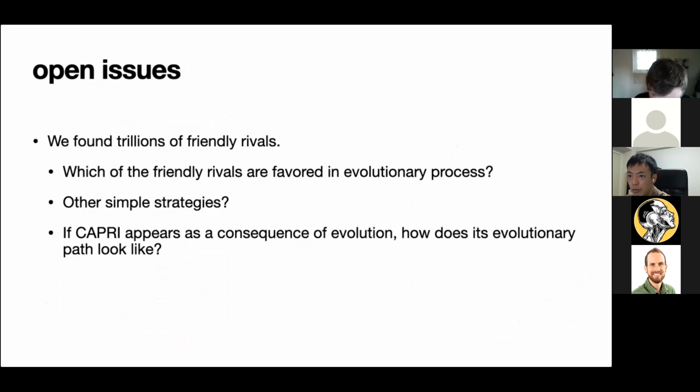Secondly, we don't know if there are strategies other than Capri that are interpretable in a simple way. And thirdly, if Capri appears as a consequence of evolution, we don't know how its evolutionary path looks like. This is a highly non-trivial issue because most of the well-known strategies are similar to tit-for-tat, while Capri is similar to Grim trigger. So it's not clear how Grim trigger-like strategies appear in evolutionary process.